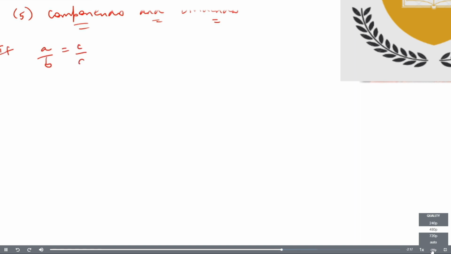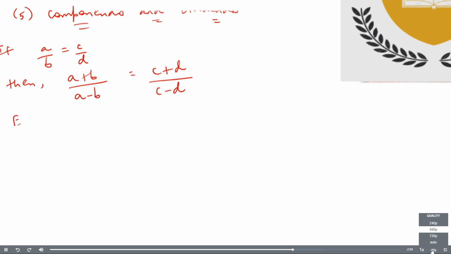Let's move on to the fifth property, componendo and dividendo. What do you mean by that property? If A by B is equal to C by D, then A plus B by A minus B is equal to C plus D by C minus D.